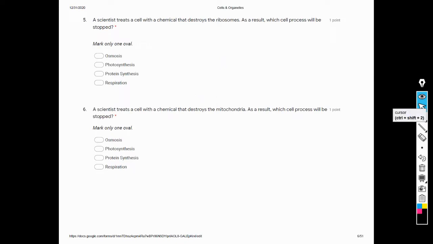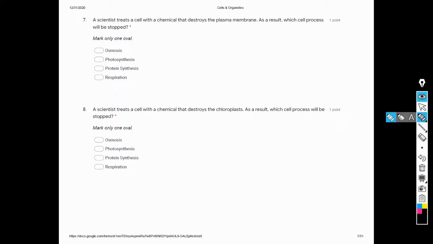Number 5, a scientist treats a cell with a chemical that destroys the ribosomes. As a result, which process will be stopped? So again, we're destroying the ribosomes. So if we do that, then that means that the cell will no longer be able to undergo protein synthesis. Number 6, a scientist treats a cell with a chemical that destroys the mitochondria. Which process will be stopped? Since the mitochondria goes through respiration, then respiration would be stopped if the mitochondria is destroyed.